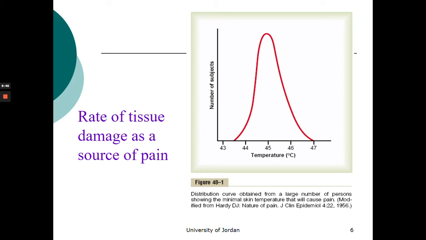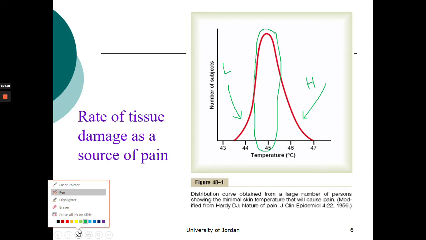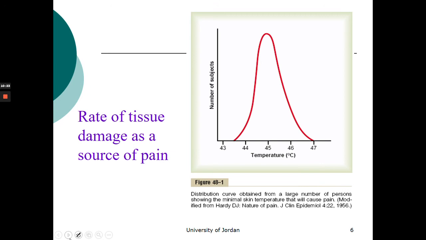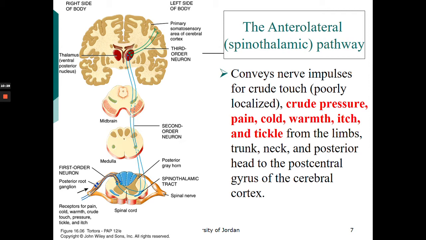As we said last time, in an experiment they took 100 people and exposed them to different temperatures. They found that most people feel pain around 45 degrees, where tissue damage is maximum. But some other people feel pain at higher temperatures, and others feel pain at lower temperatures. So these people have a high threshold for pain, and those people have a low threshold for pain.